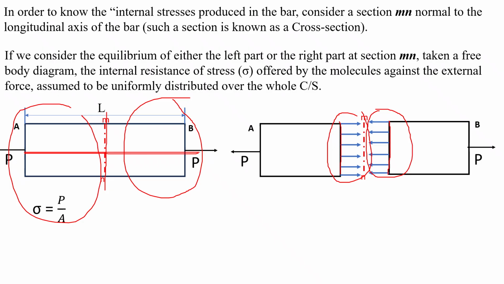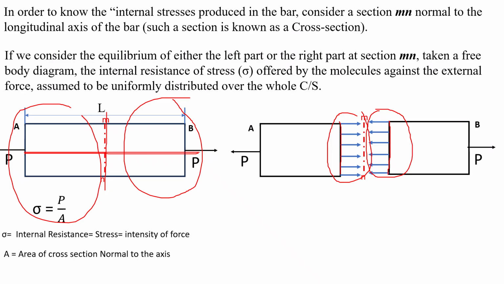So now stress equals the internal resistance per uniform cross section. Here we use the notation sigma, so stress sigma equals P divided by A. Here P is the internal resistance force divided by the cross-sectional area normal to the axis. So don't say that stress is just a force divided by area. Stress is the ratio of the internal resistance force to the cross-sectional area.